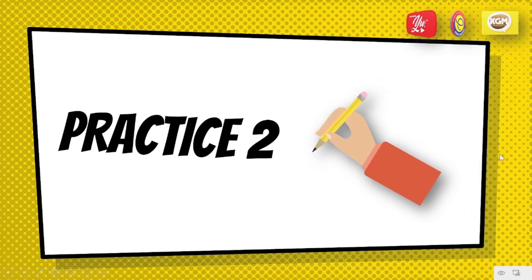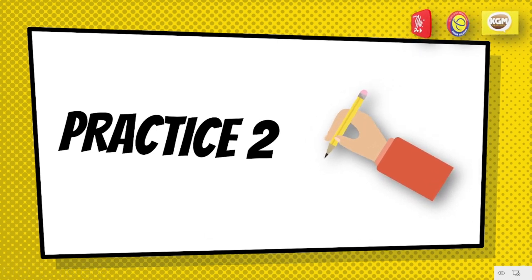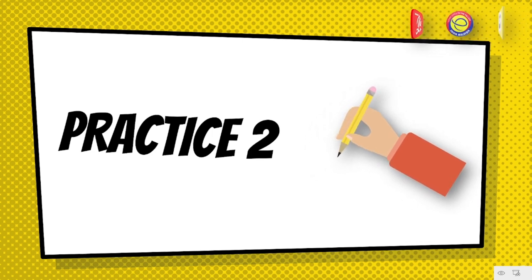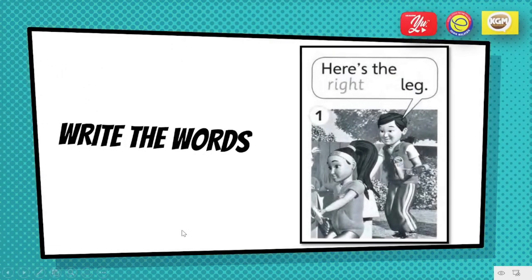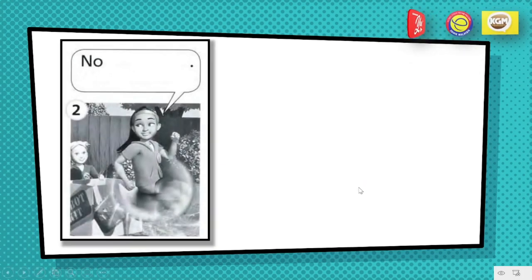Okay, now we are going to do practice nombor 2 di dalam workbook Superminds kamu. Ingat, kalau kamu tak ada workbook ini, jangan risau sebab madam telah pun tukarkan latihan-latihan ini dalam bentuk online quiz. Dan link untuk quiz tersebut, madam ada letak di ruangan deskripsi di bawah. Okay, jom kita tengok practice 2. What you have to do is, apa yang kamu perlu lakukan adalah tulis perkataan yang betul untuk melengkapkan ayat di dalam gambar tersebut. So, the first one, no blank.